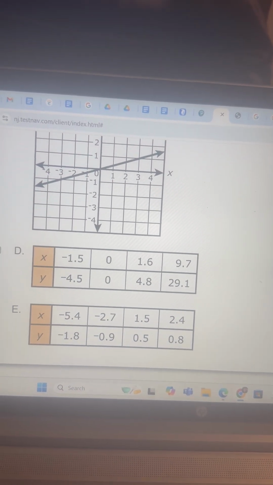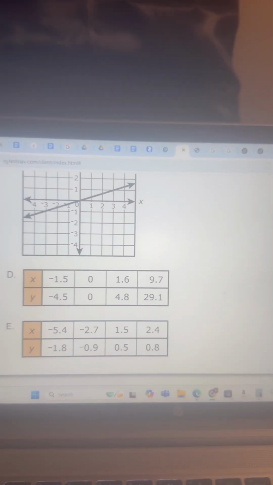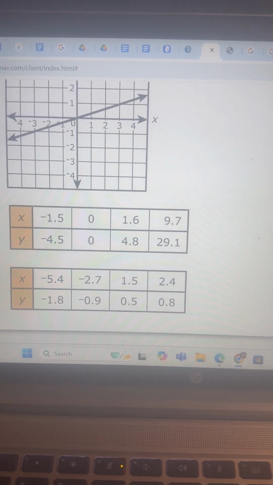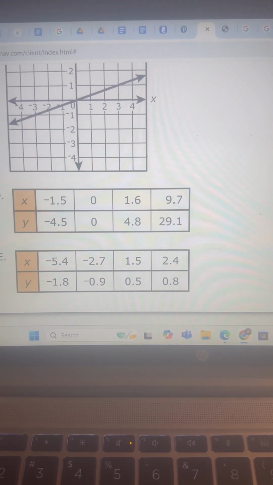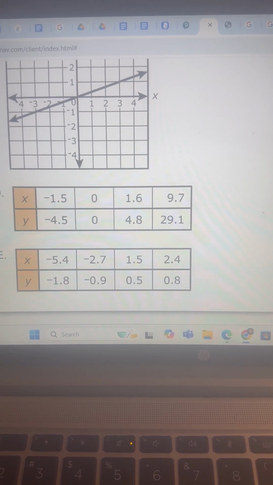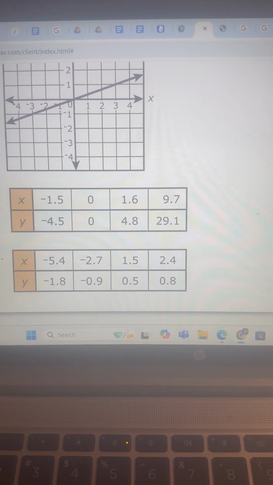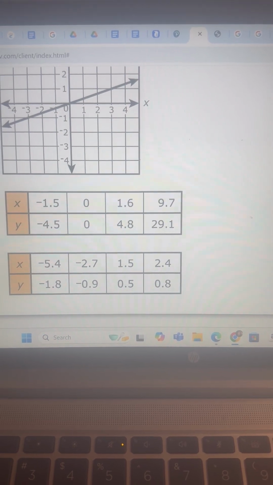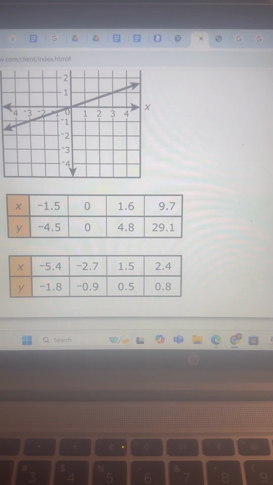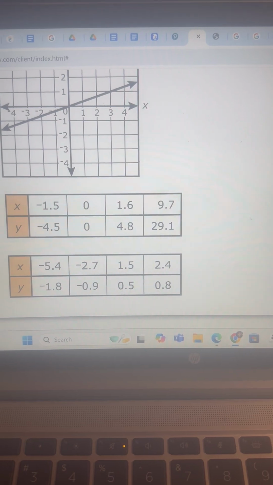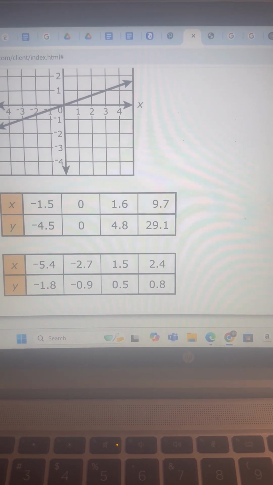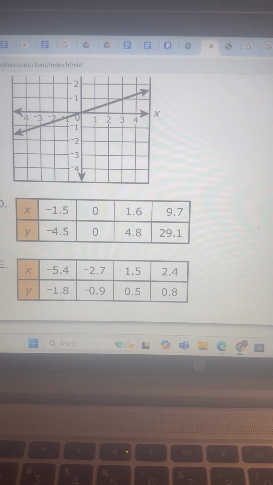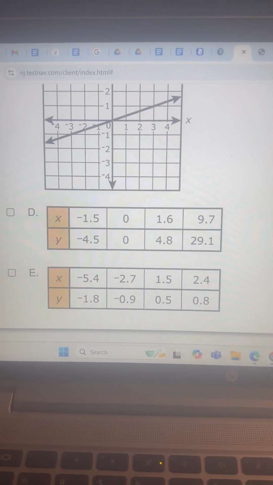Now, for D and E, for the tables, you can just use the equation that we've been using, y over x. So if you do negative 4.5 divided by negative 1.5, it's going to give you 3. We don't want 3 as the rate of change. We want 1/3. So D is not going to be correct.